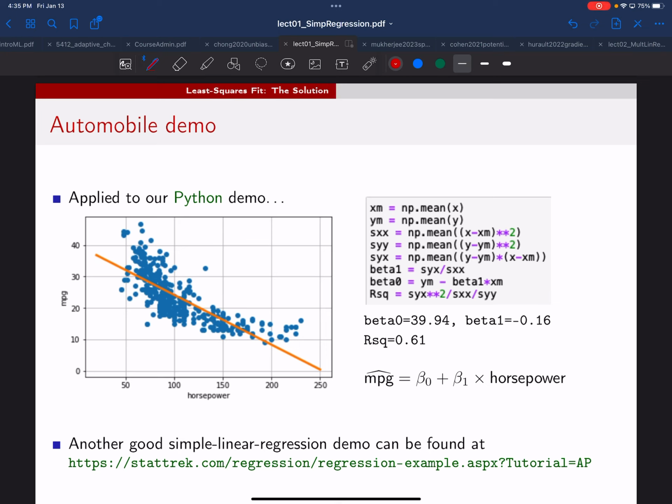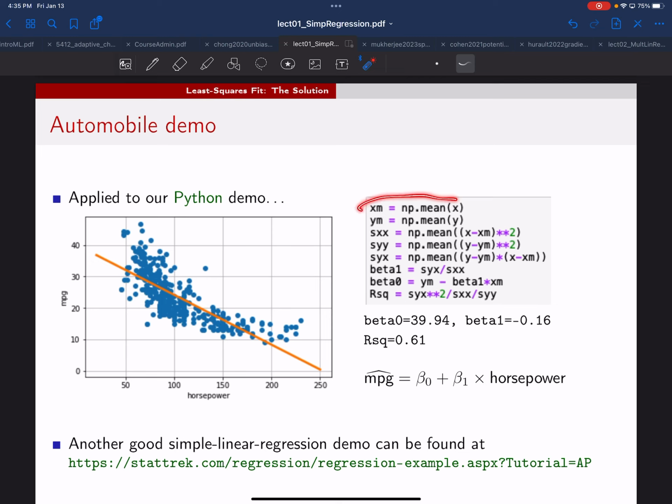Okay, but for the moment, let's just go back to our automobile demo and apply the equations that we've derived to see what happens. So here was the data, we're trying to predict miles per gallon from horsepower. We have this data here. Even though it doesn't look perfectly linear, we're still applying our linear model just because it's simple. We know how to do it. So the code, as you can see, is pretty straightforward.